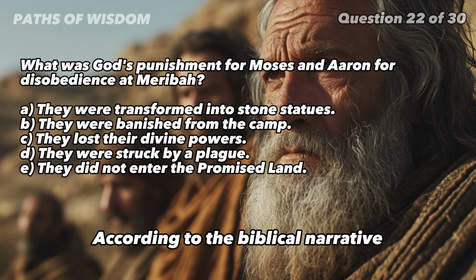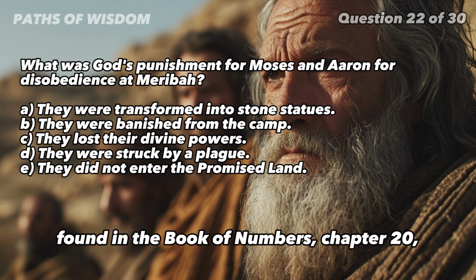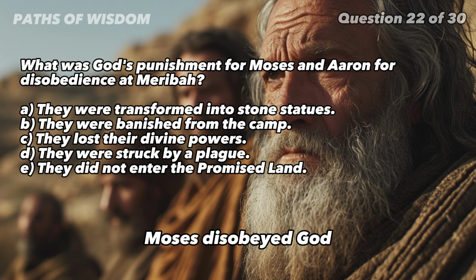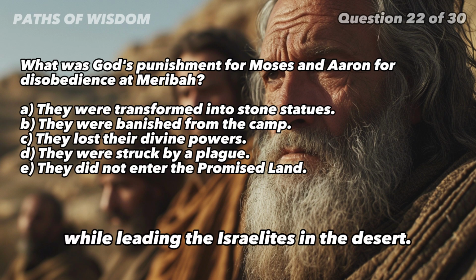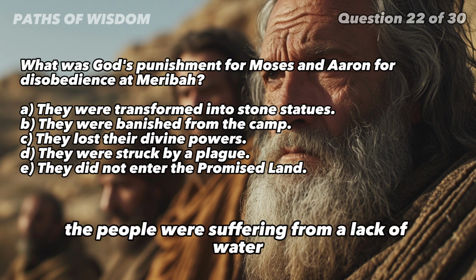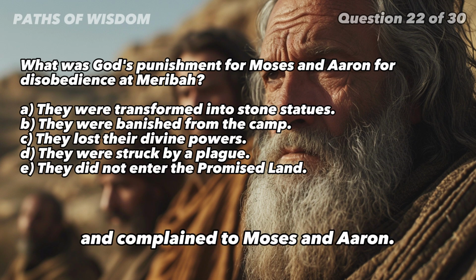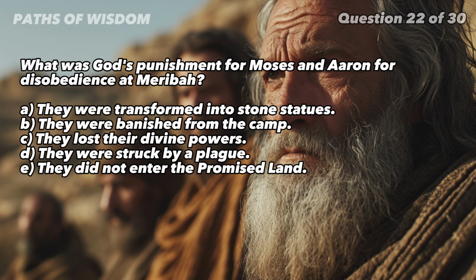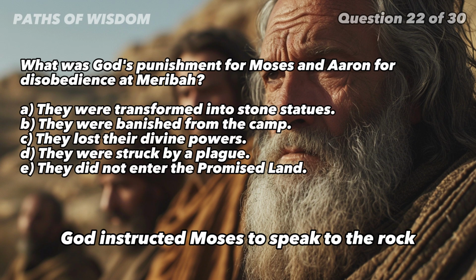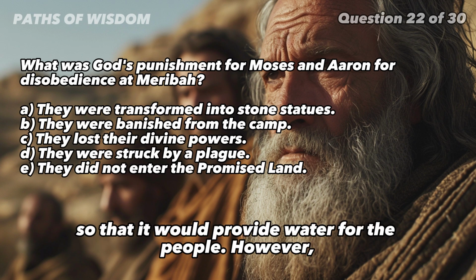According to the biblical narrative found in the book of Numbers, chapter 20, Moses disobeyed God while leading the Israelites in the desert. At that time, the people were suffering from a lack of water and complained to Moses and Aaron. God instructed Moses to speak to the rock so that it would provide water for the people.